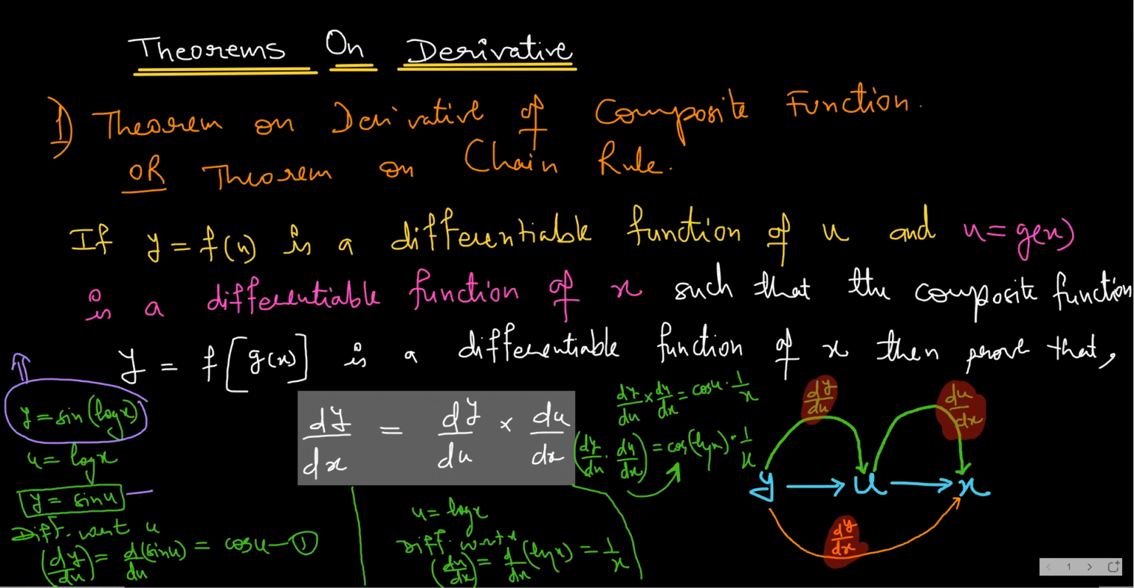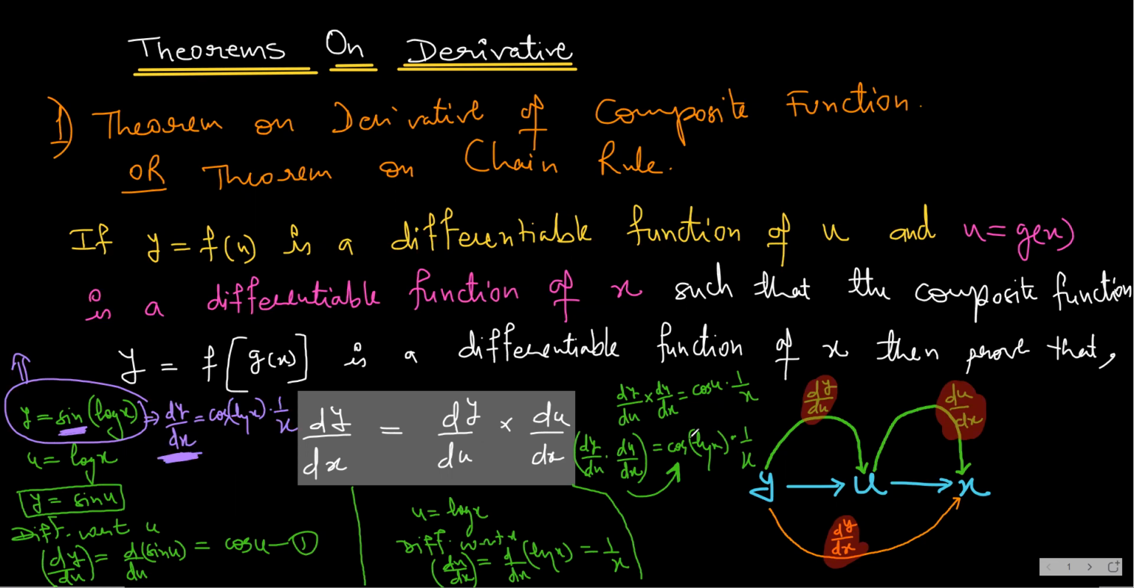But if I had differentiated this directly, d by dx of y, that would be dy by dx. If you go directly, it will be cos log x into the derivative of log x, which is 1 upon x. See, are you not getting the same thing?